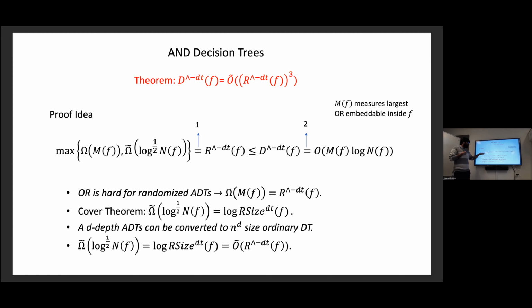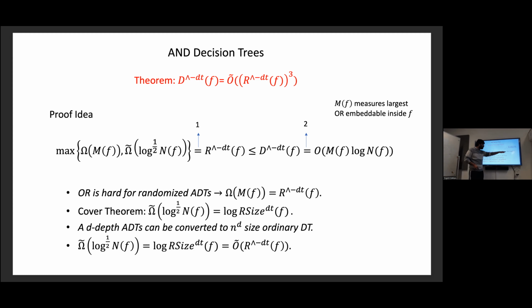I didn't define this properly because I don't want to define it, but in a rough sense this says that you can embed a large OR inside your function. I was trying to make the point that if you have an AND decision tree of depth d, you can convert it into an ordinary decision tree of size n to the d. Just open up each AND query, and you incur a factor of n each time, and you will get an ordinary decision tree of size n to the d.